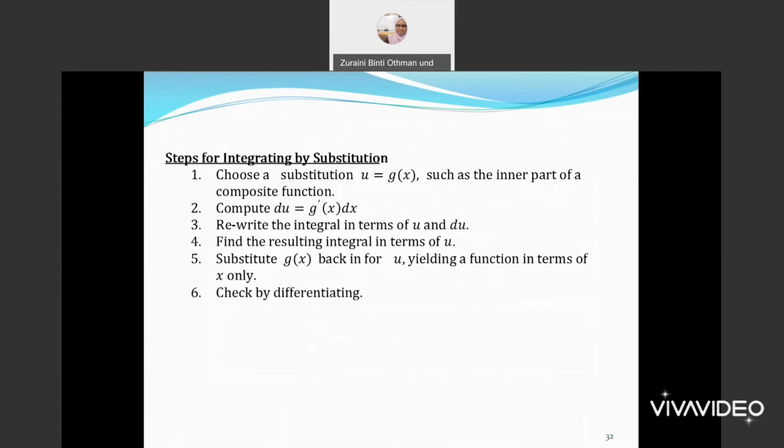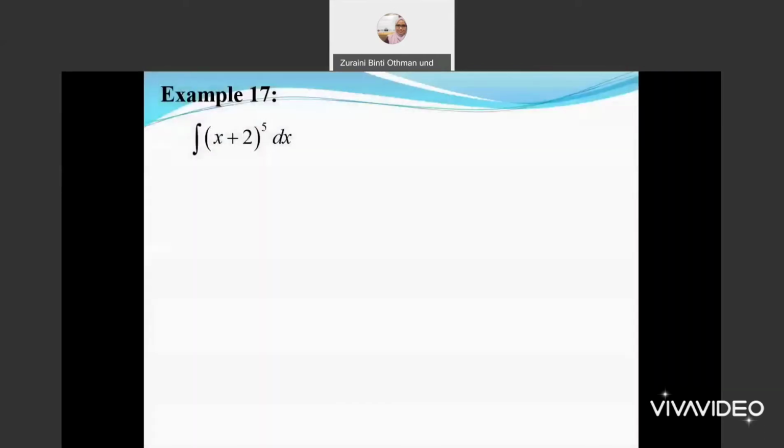Okay, this is the step for integrating by substitution, which is we substitute u dengan g(x). Lepas tu, inner part dia tu kita cari dia punya differentiation, then we write du, then find the resulting integral in terms of u, substituting g(x) back in u, yielding a function in terms of x only. Check by differentiating. Okay, what does it mean? Let us do by referring to the example here.